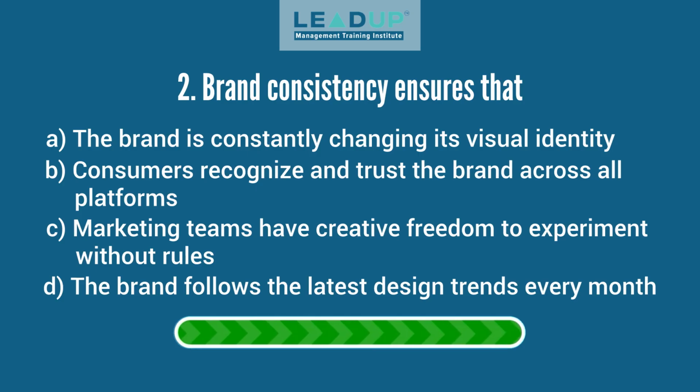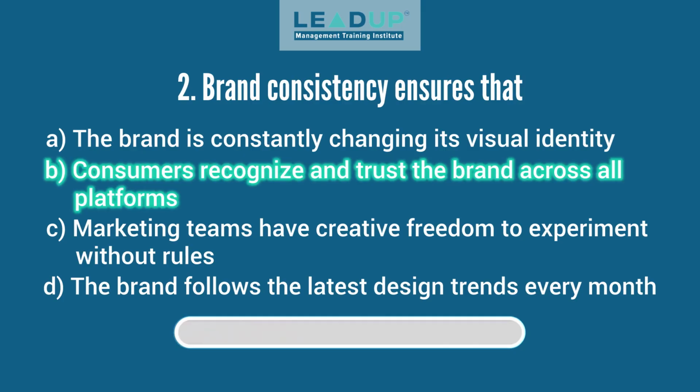Question 2. Brand consistency ensures that A. The brand is constantly changing its visual identity. B. Consumers recognize and trust the brand across all platforms. C. Marketing teams have creative freedom to experiment without rules. And D. The brand follows the latest design trends every month. Answer: consumers recognize and trust the brand across all platforms.